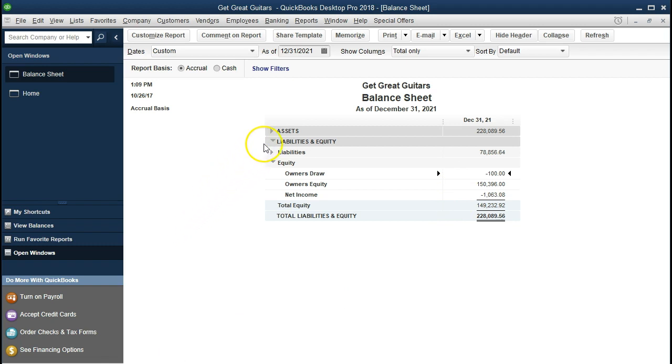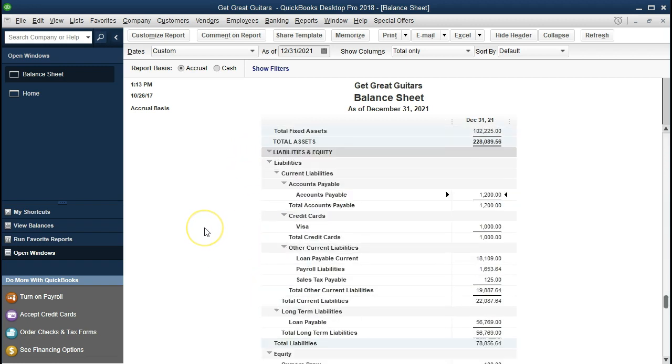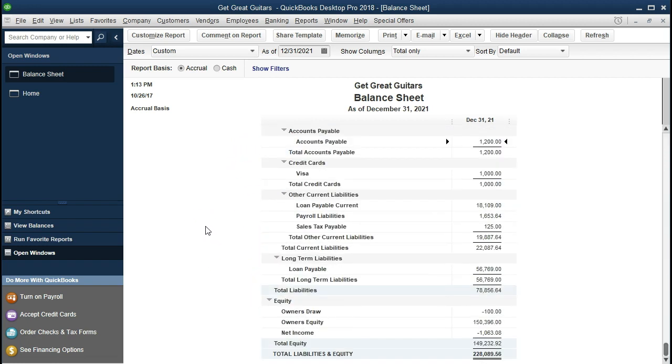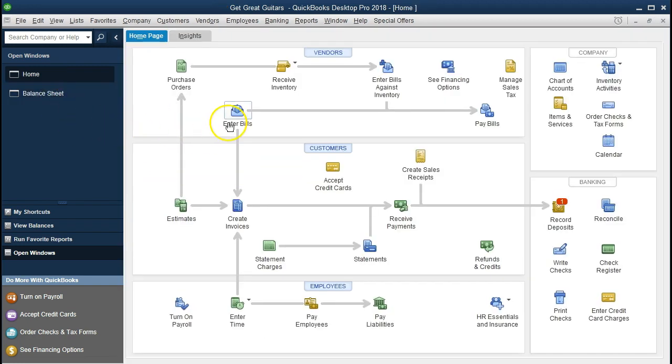So this is an example. This is just a quick overview of what the balance sheet is. I'm going to make it extended out here. This is what the balance sheet is, what it goes over. We're going to always have the standard balance sheet open. Whenever we go through problems, going back to the home page over here, we're going to enter bills, we're going to pay bills, we're going to create invoices, we're going to create sales receipts. All of those will have an impact on the balance sheet.